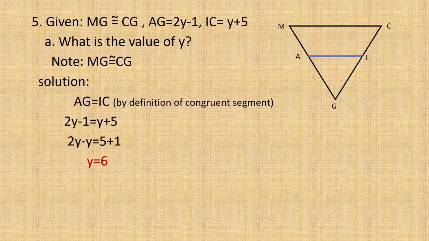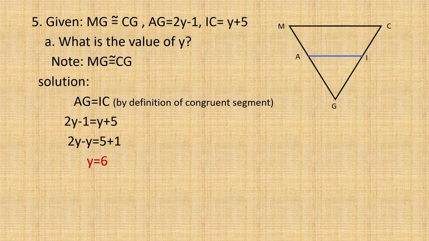Number 5. Given that MG is congruent to CG and AG is equal to 2y minus 1 and IC is equal to y plus 5. What is the value of y? Remember that MG is congruent to CG, and we consider point A and point I as the midpoints. So therefore, we can say that segment AG is congruent to segment IC. That is by definition of congruent segments.